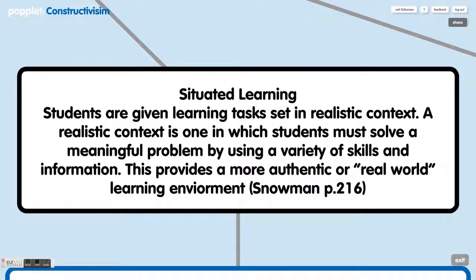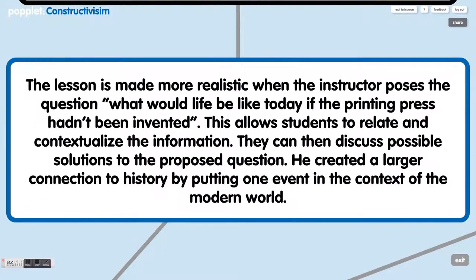You can see this in the video in the fact that the lesson is more realistic when the instructor poses the question, what would life be like today if the printing press had never been invented? This allows students to relate and contextualize the information.